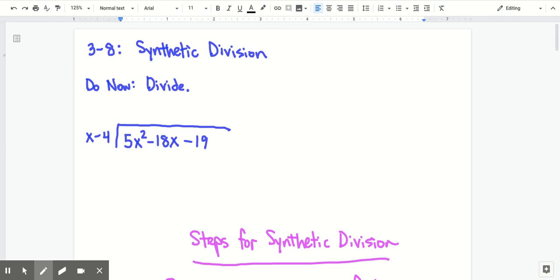So for your do now today, I'd like you to go ahead and divide the problem you see right here using long division. So it's already set up for you to go straight into the division. Try it out, pause the video, and see if you match me on your solution.